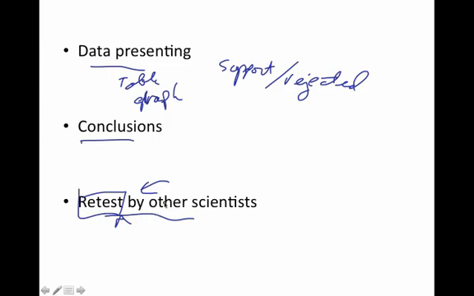Okay, so that's just an overview. Chapter 1, Section 3 can give you some more details on that. Be attentive, ask questions in class if you have any questions.